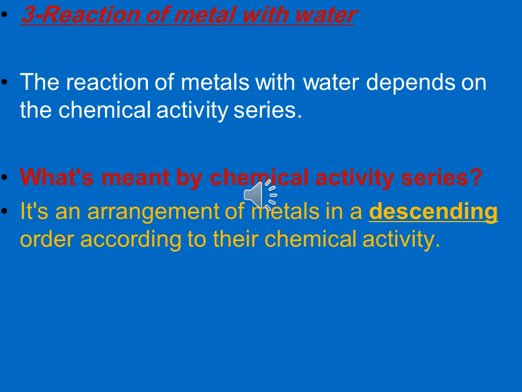In descending order according to their chemical activity, the first element in the series is the strongest metal, so it has the highest activity in the reactions. And as we go down in this series, the chemical activity, their ability to react, decreases. So it's in descending order from the highest activity in reaction to the least activity in reaction. And we call this series the chemical activity series.